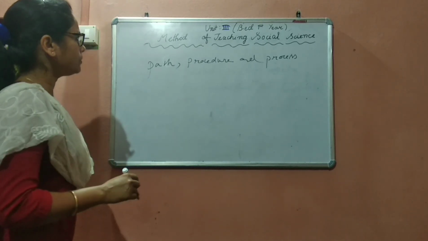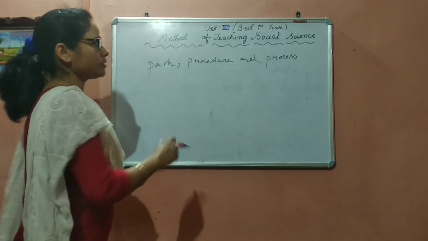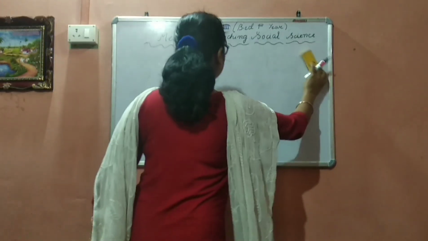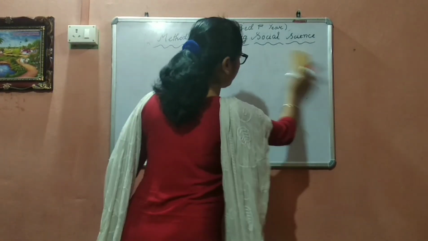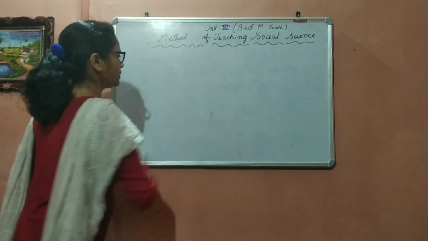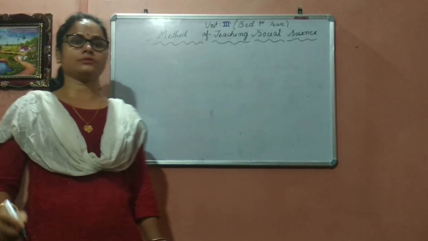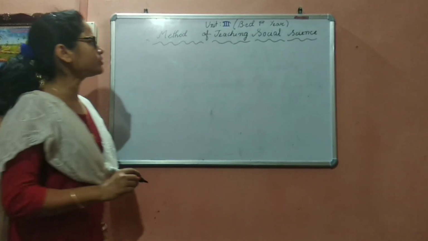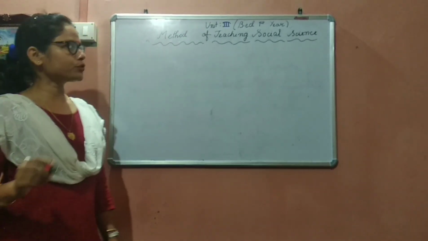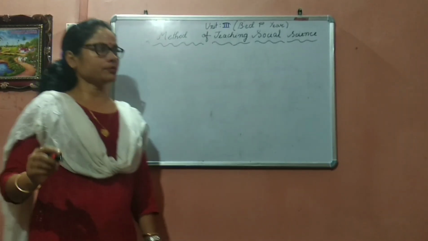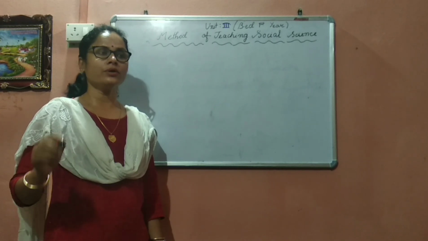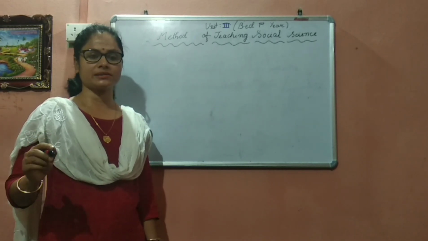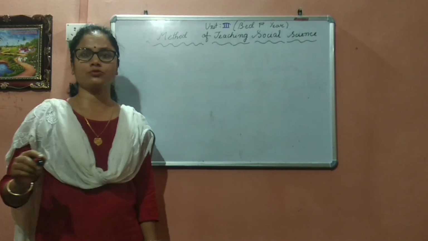Now, I am going to discuss the problem solving method. So, what is the problem solving method? Life is full of problems. Nobody can go beyond these problems. The problem solving method is one of the most important methods in social science. Problem solving is a planned attack upon problems that arise, which tries to solve perplexity and difficulties for the students.